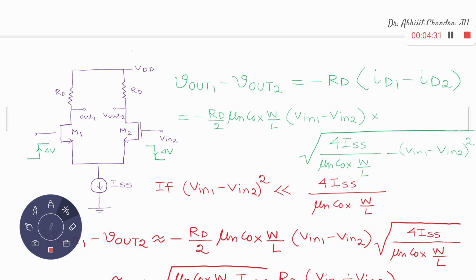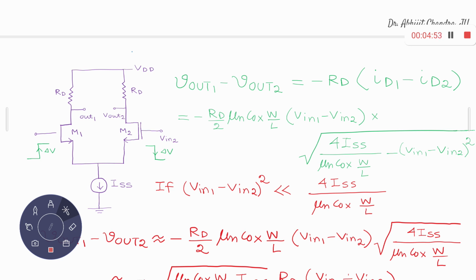Initially they are at the same DC level, and then when one gate experiences some positive delta V, the other gate must experience the negative delta V. That means the notion of differential signal is applicable. Under this condition, we are interested in finding the gain, that is, Vout1 minus Vout2 upon V1 minus V2.